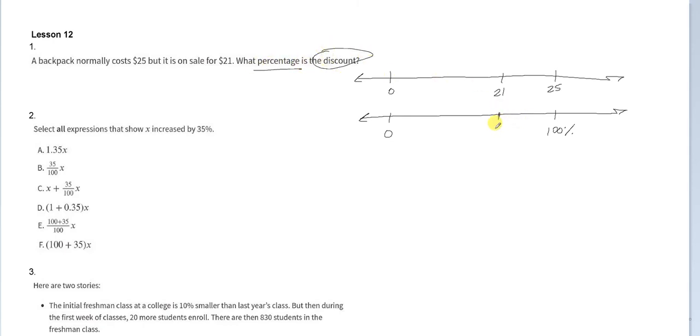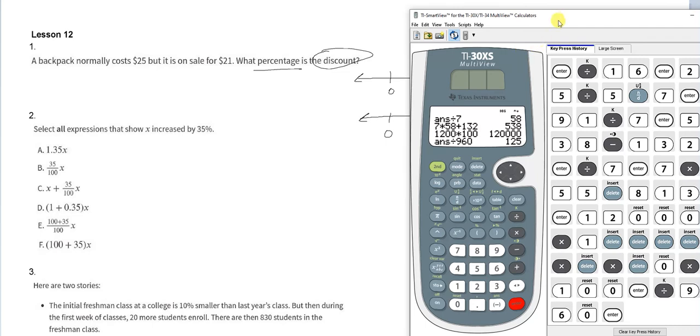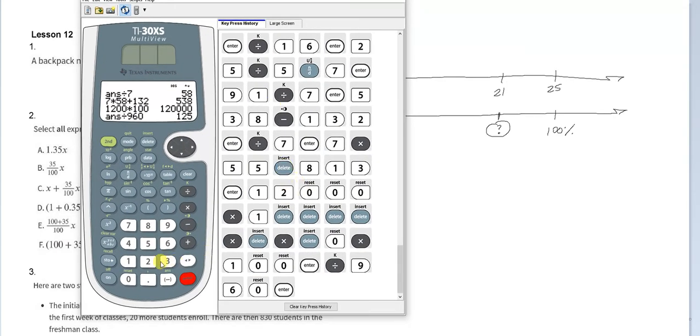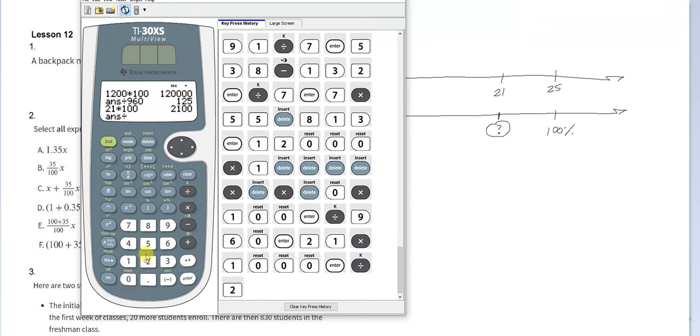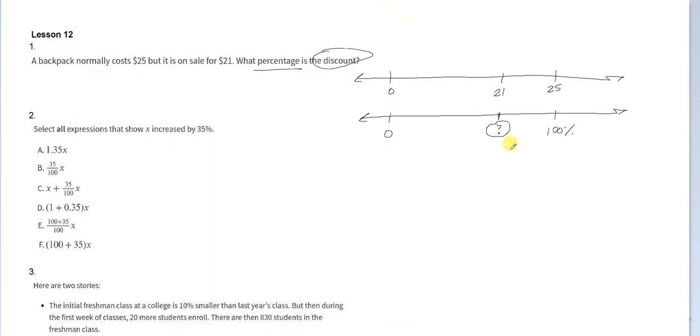Well, we're trying to find this, but this isn't the discount percentage. This is the percentage that you pay, the question mark here. So when you cross multiply and divide to find this, 21 times 100, and then divide by 25, that's telling you the percentage that you pay. So you're paying 84%.